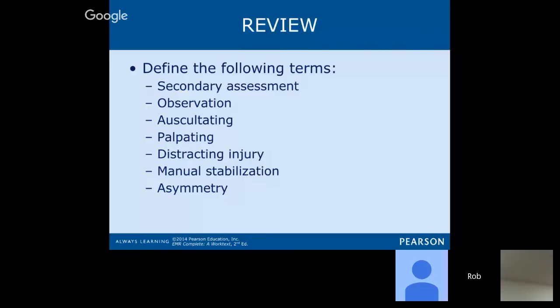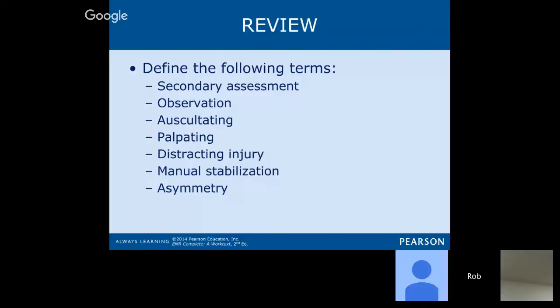So observation. Observation is assessment findings found by direct visualization, right? Easy enough. What's auscultating? Yeah, good job. Listening with your ears, that's good. Palpating. Feeling with your hands. Yeah, assessment findings found by pressing on body areas. And how are you doing that? With your hands, right?